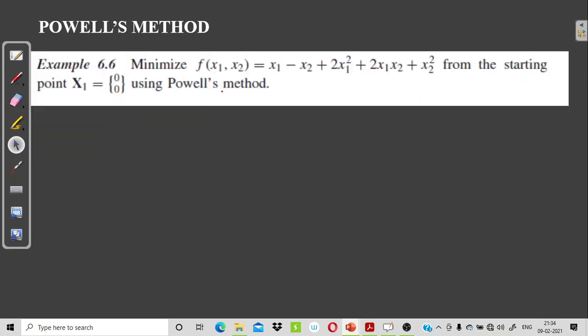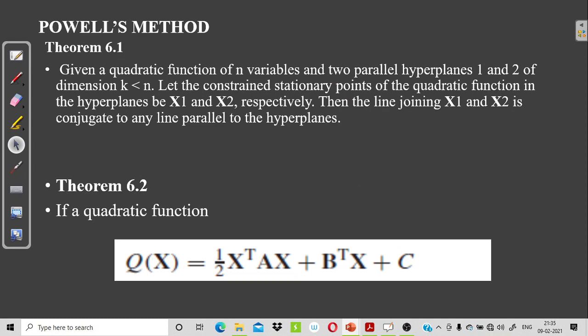like this. This function f of x1, x2 is a quadratic function. That means its highest degree is 2, not more than that, of two variables x1 and x2. So here in this theorem we are given a quadratic function of n variables. Okay, n variables. So consider a quadratic function of n variables and two parallel hyperplanes 1 and 2.